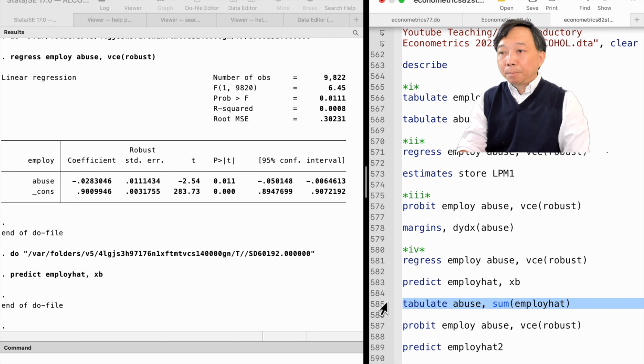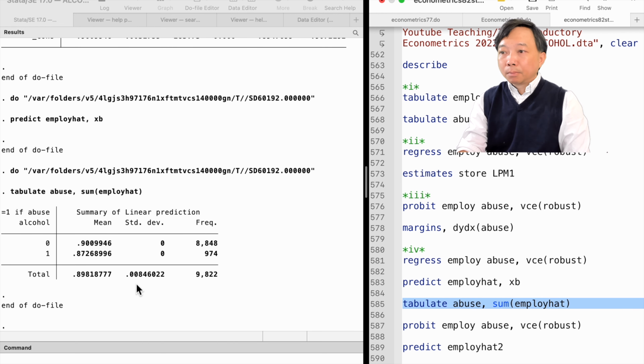The fitted employment probability is 0.901 when abuse is 0, and it is 0.873 when abuse is 1. The probit model gives the same fitted values.